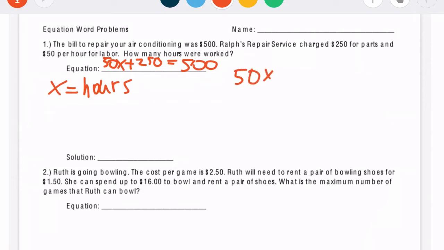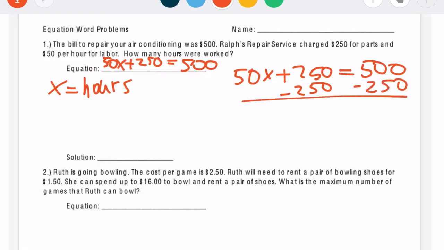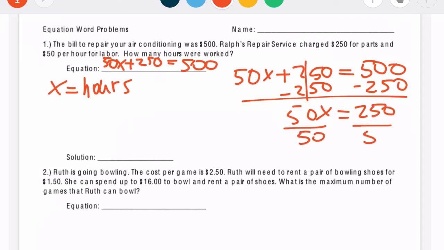So once we set up our equation, I am confident in your ability to solve this, but just to do it pretty quickly, solving that multi-step equation for x, x is going to equal 5. So your answer is 5 hours. And again, if you wanted to check, you would plug that 5 back in for x, and you should get 500 equals 500 on both sides.